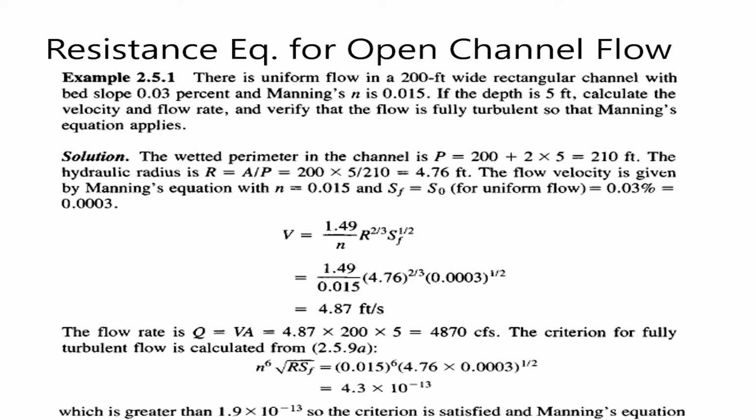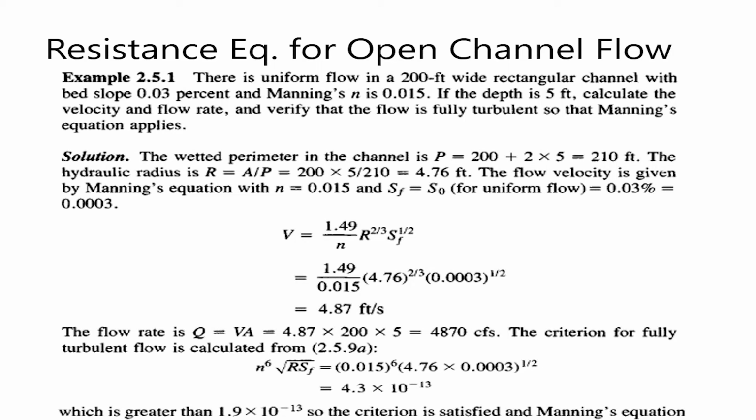And so R is given as 4.76 and the slope is given as 0.003. Then n is given as 0.015. So from this application of the formula, we'll get 4.87 feet per second. So when the velocity is computed, then flow rate is nothing but velocity into cross sectional area. So 4.87 into area, that is 200 into 5, then the flow rate is equal to 4870 cubic feet per second.